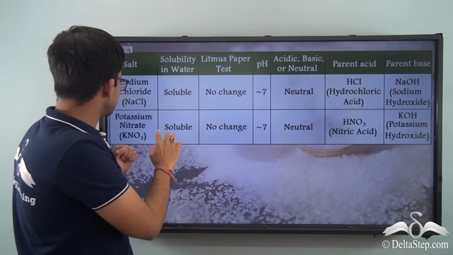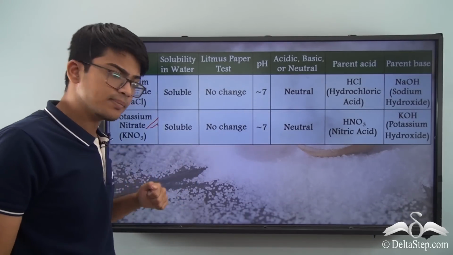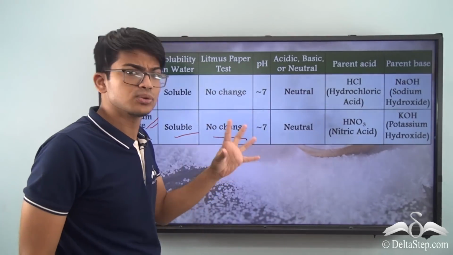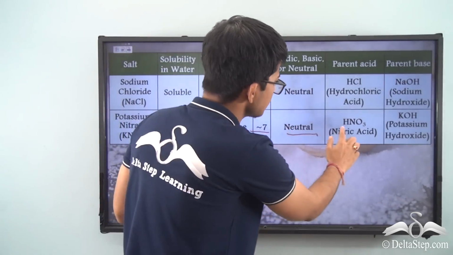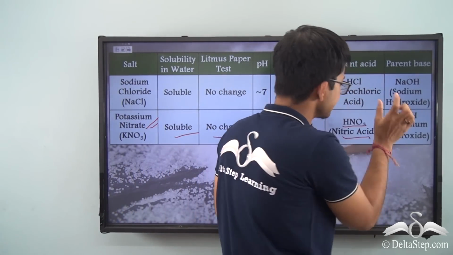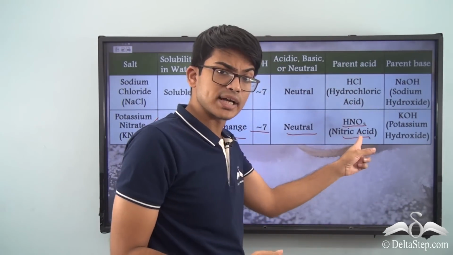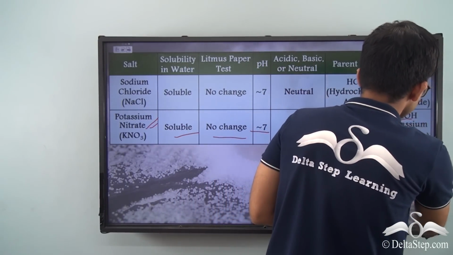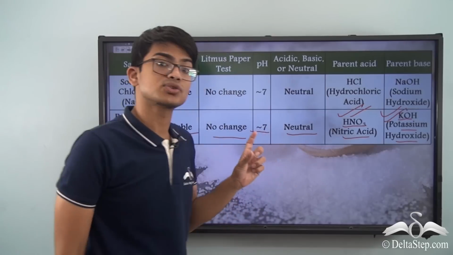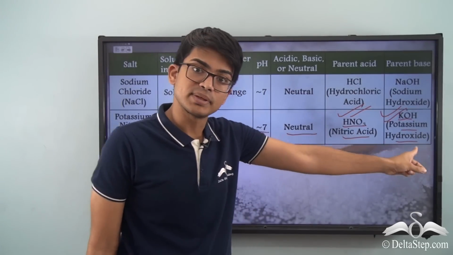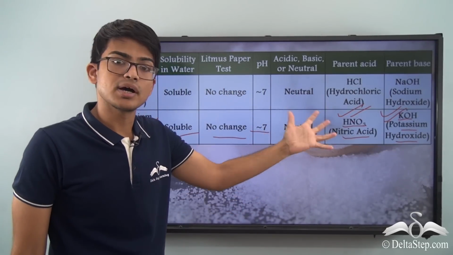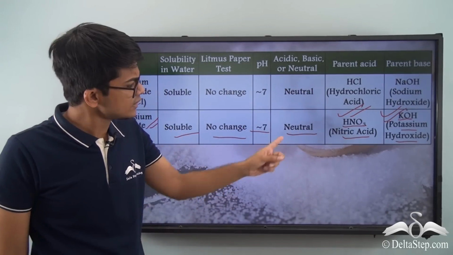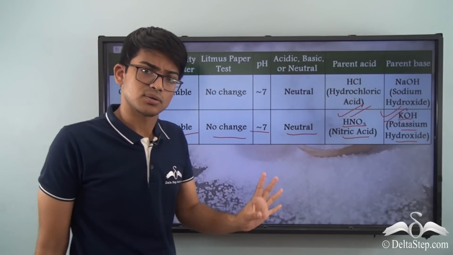So the next salt we have is potassium nitrate, which is KNO3. It is also soluble, litmus paper no change. The pH is also almost equal to 7 and it's neutral. It has the parent acid HNO3, that is nitric acid, which is again a strong acid. And the parent base is KOH, that is potassium hydroxide, which is also a strong base. Strong acid and strong base, as I told before, will give a neutral result. The pH will be almost equal to 7, and the result will be neutral.